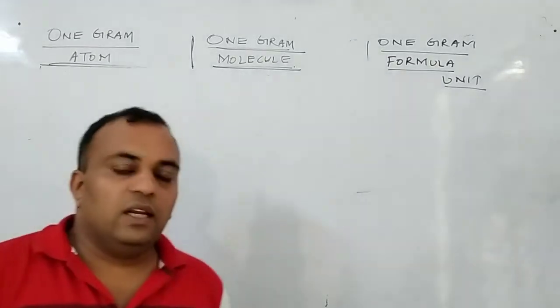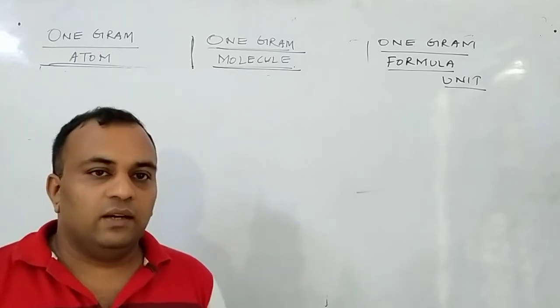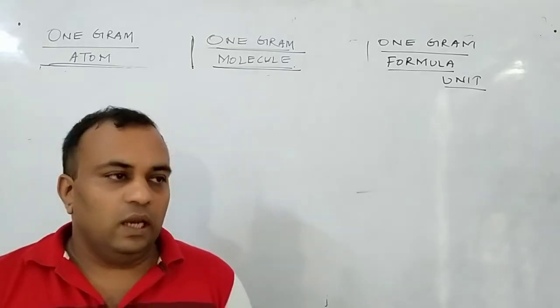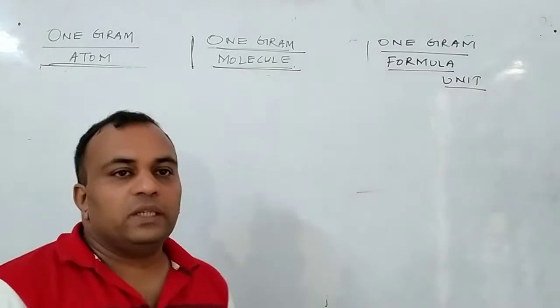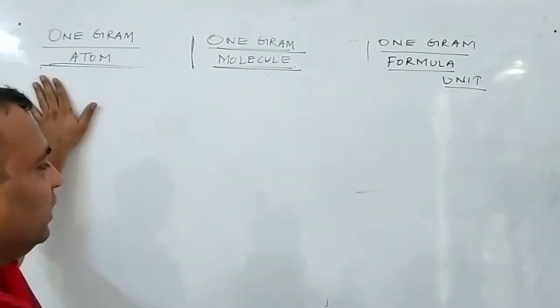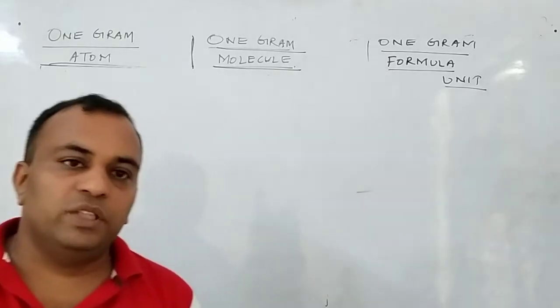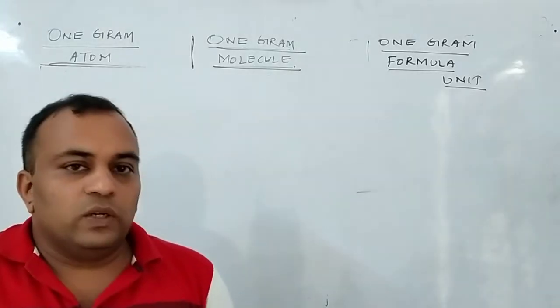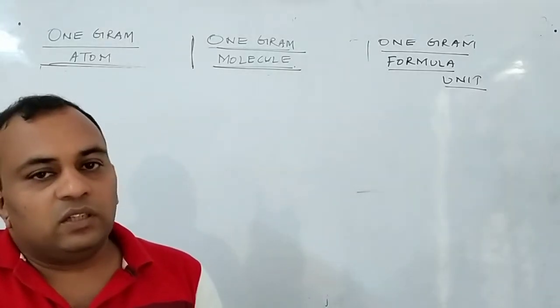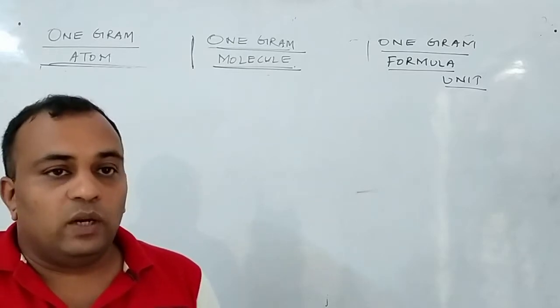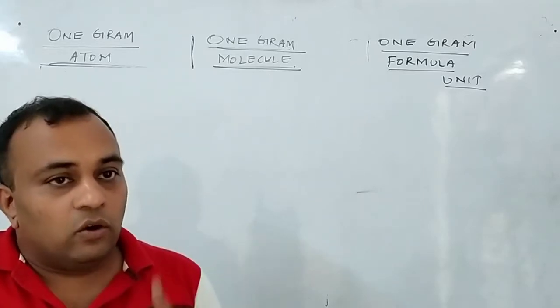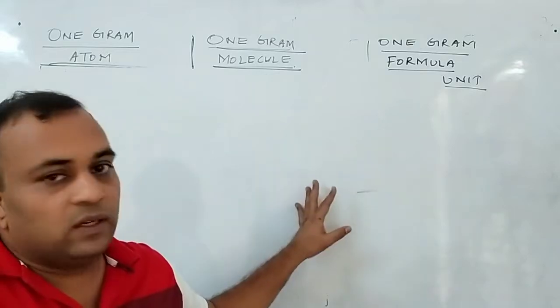Students, this is the third lecture of chapter 1 of class 11, some basic concepts of chemistry. In this, we'll discuss two main topics. First is the concept of 1 gram atom, 1 gram molecule, 1 gram formula unit, and second will be the percentage composition. But students, I'll tell you one thing, if you have not seen my previous lecture, just go and see the previous lecture, then only you will be able to understand this topic.